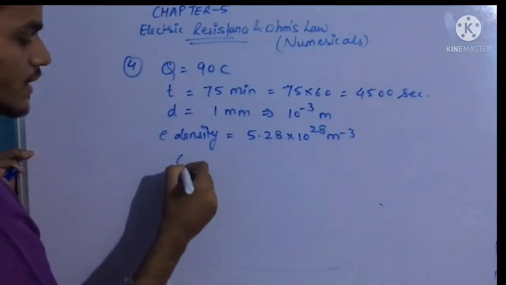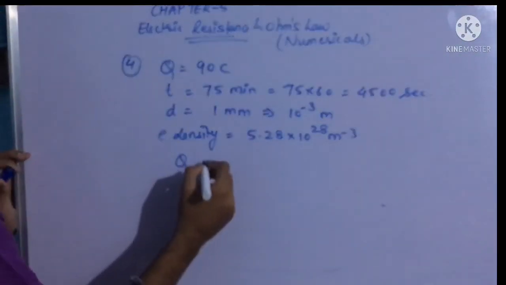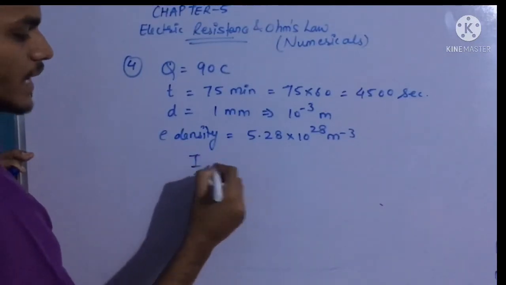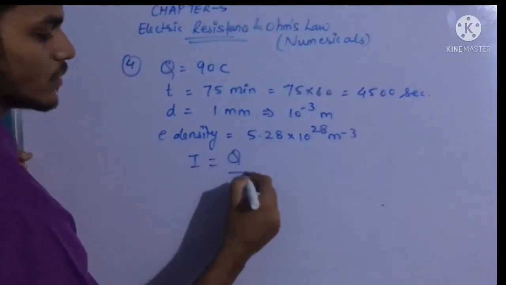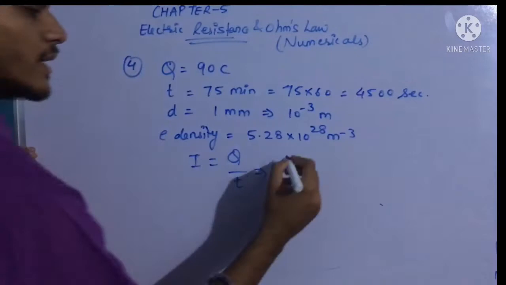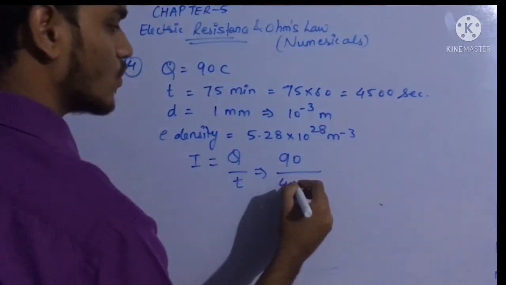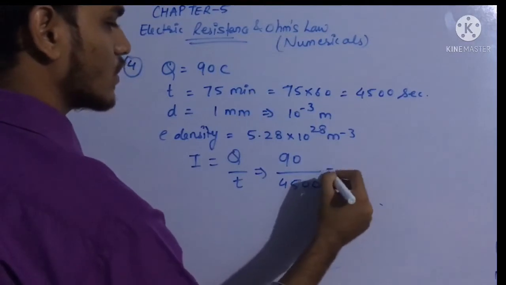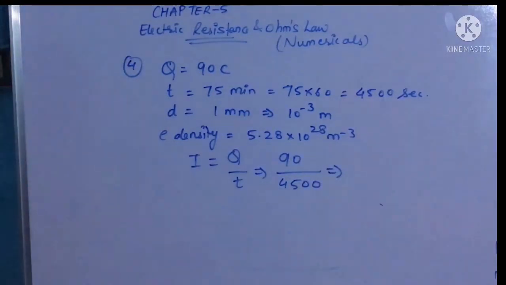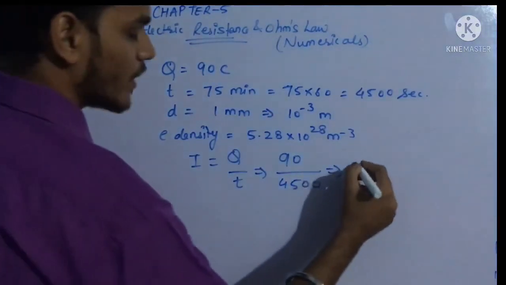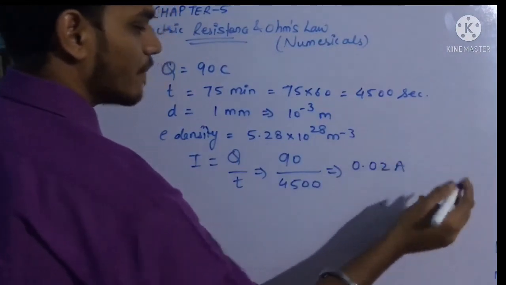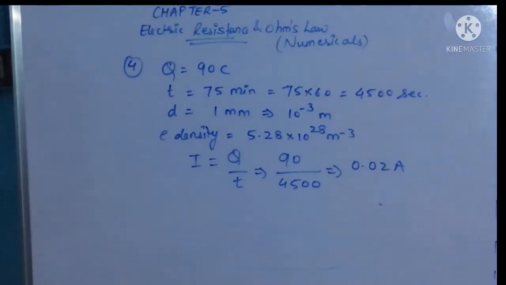We have to find the current, I. So the formula of current is equal to Q upon T. On putting the values, we get 90 upon 4500. The final answer we get is 0.02 ampere.